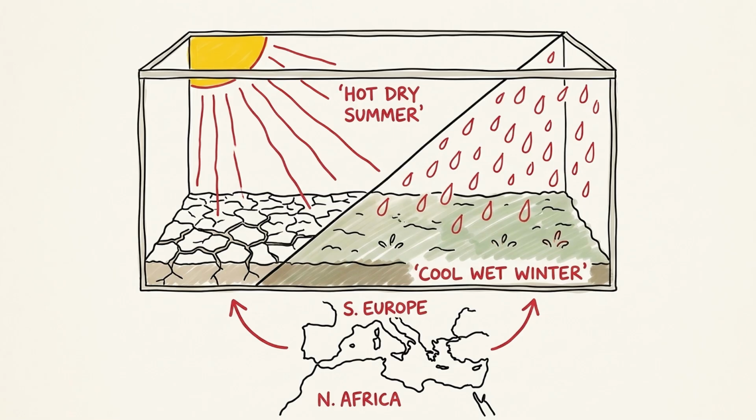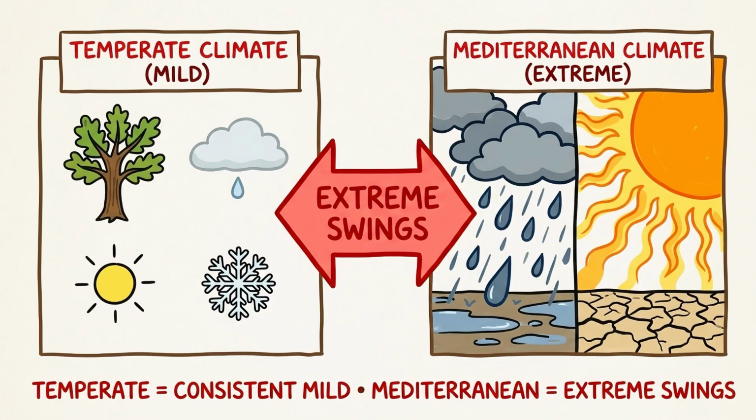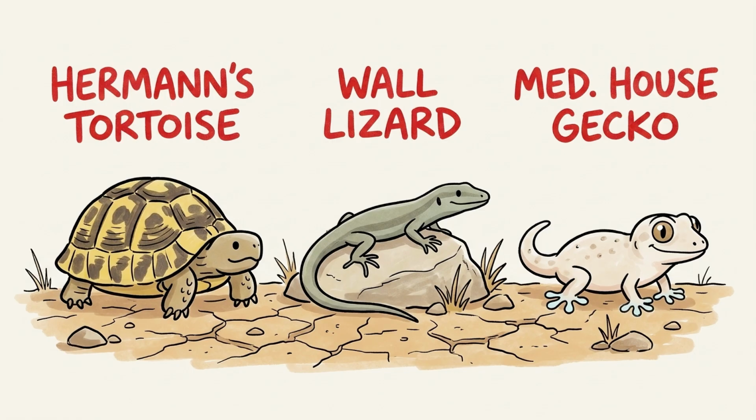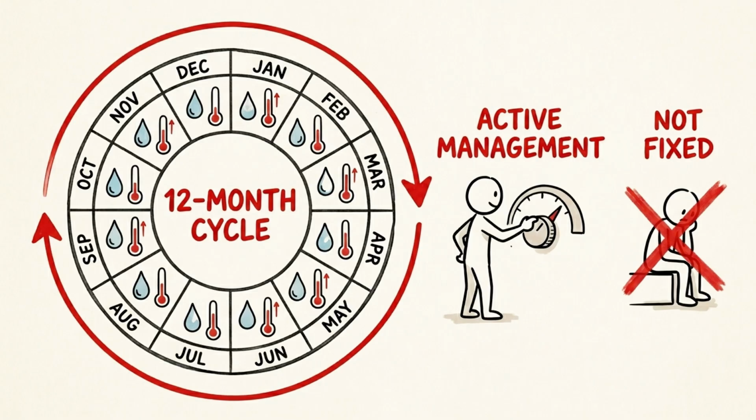Mediterranean vivarium. A Mediterranean vivarium replicates the hot, dry summers and cool, wet winters of southern Europe and North Africa. It is similar to a temperate build, but with more extreme seasonal swings between dry and humid periods. Hermann's tortoises, wall lizards, and Mediterranean house geckos are common inhabitants. Unlike a straightforward tropical build, humidity and temperature must be deliberately adjusted across a 12-month cycle. The seasonal cycling requires active management rather than a fixed maintenance routine.